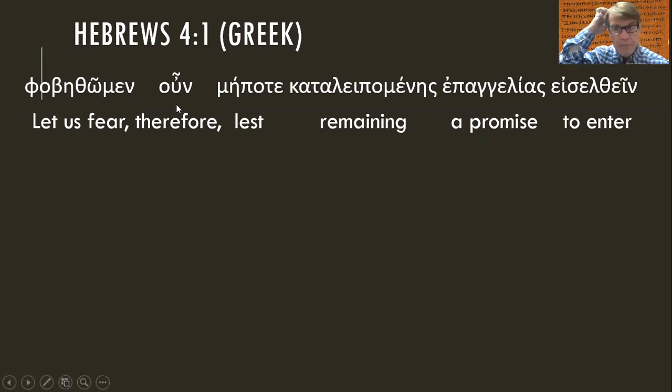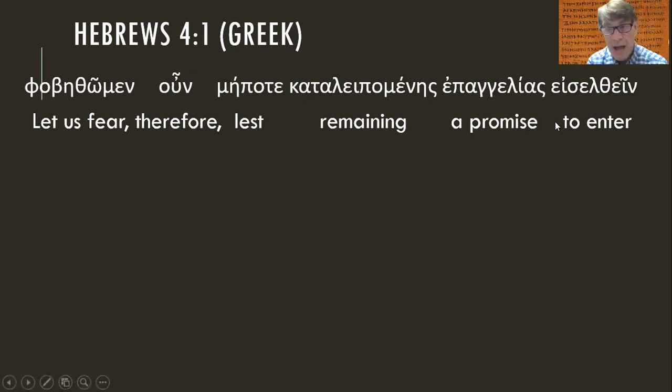Oun, therefore, is a postpositive. It's a procrastinator. It never comes where it's supposed to, usually second. So we're going to translate it first, often, although therefore works second in English. Therefore, let us fear. Therefore implies logical causation here. If the stuff in chapter 3 is true, then chapter 4. Therefore, let us fear lest. Mepote may, in this context, mean lest, in order that not, implied hina mepote, in order that not. Let us fear, therefore, lest, and then pote kind of adds a little indefiniteness to it, at some time. But anyway, let us fear, therefore, lest.